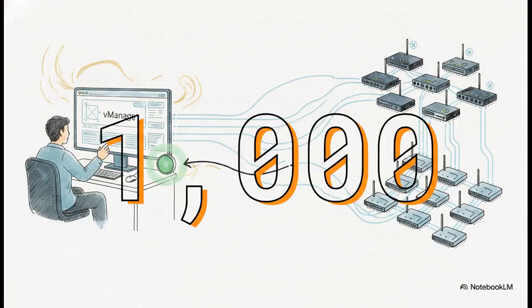With our first pillar, Centralized Management, we get incredible scale. Picture a network administrator sitting at just one computer, looking at a single pane of glass, like Cisco's vManage. Instead of logging into routers one by one using the command line, that admin can now create a single configuration template and push it out to 10 or even 1,000 routers simultaneously with just one click. The time and money saved here is absolutely staggering.